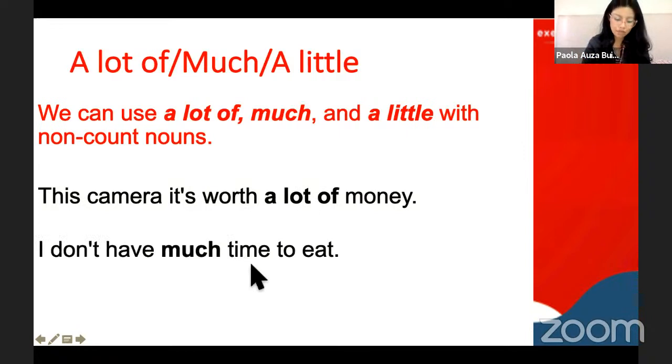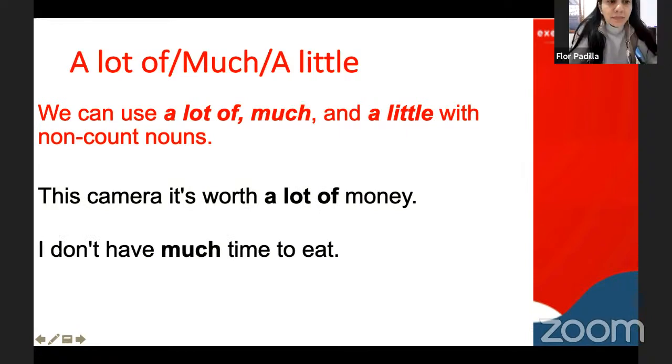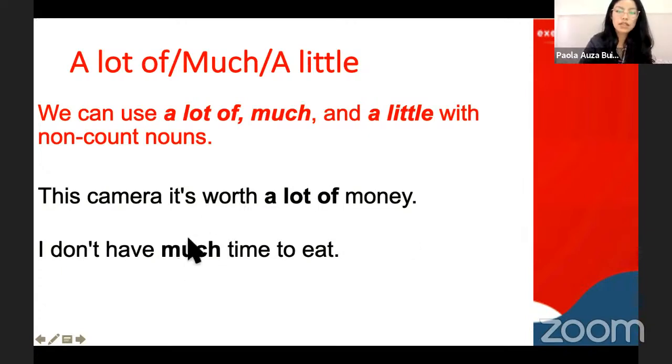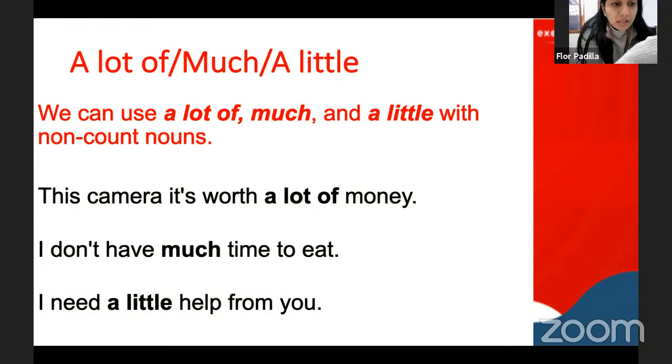Let's see the second example. I don't have much time to eat. All right, so in this case, no, time, I cannot count time. I can say 3 hours, 15 minutes, 8 days. But in a general way, I cannot count. That's why it's much. Again, much for uncountable. And the last one, please. I need a little help from you. All right.